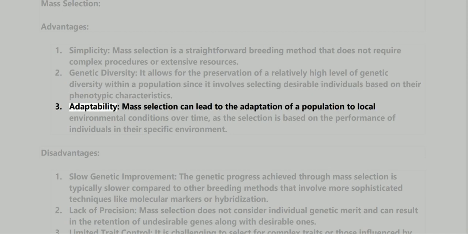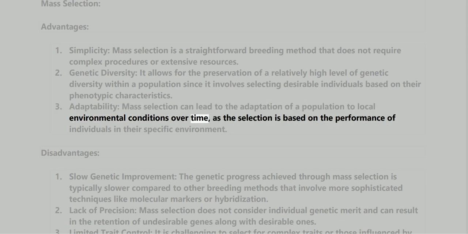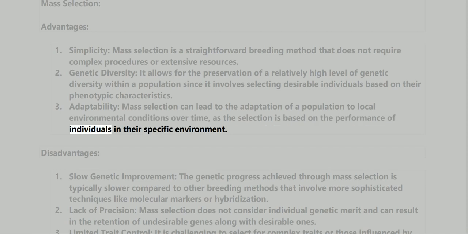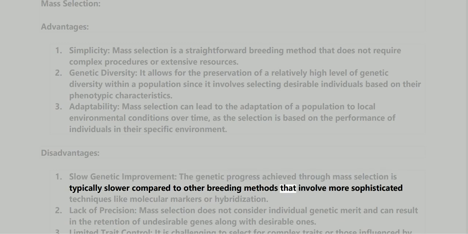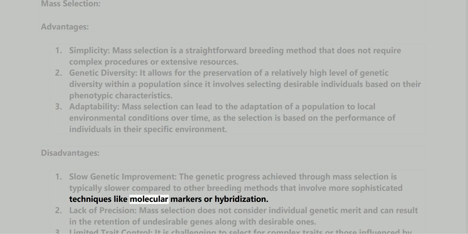3. Adaptability. Mass selection can lead to the adaptation of a population to local environmental conditions over time, as the selection is based on the performance of individuals in their specific environment. Disadvantages. 1. Slow genetic improvement. The genetic progress achieved through mass selection is typically slower compared to other breeding methods that involve more sophisticated techniques like molecular markers or hybridization.